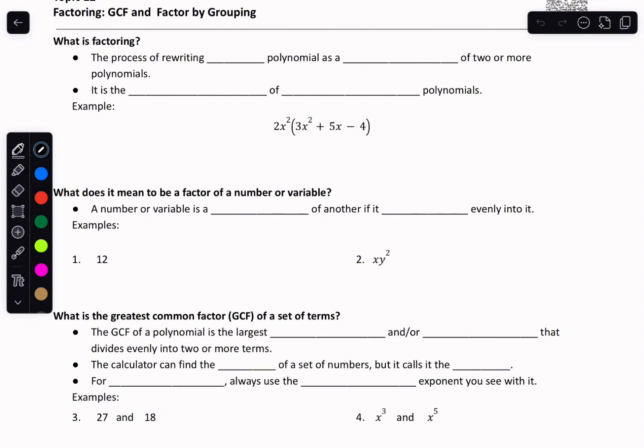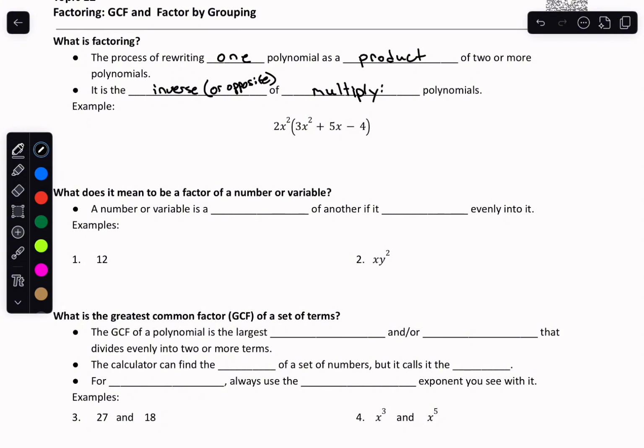The process of writing one polynomial as a product of two or more polynomials is factoring. This is the inverse, or opposite, depending on which word you prefer. But in mathematics, generally we prefer the word inverse. So it is the inverse of multiplying polynomials.